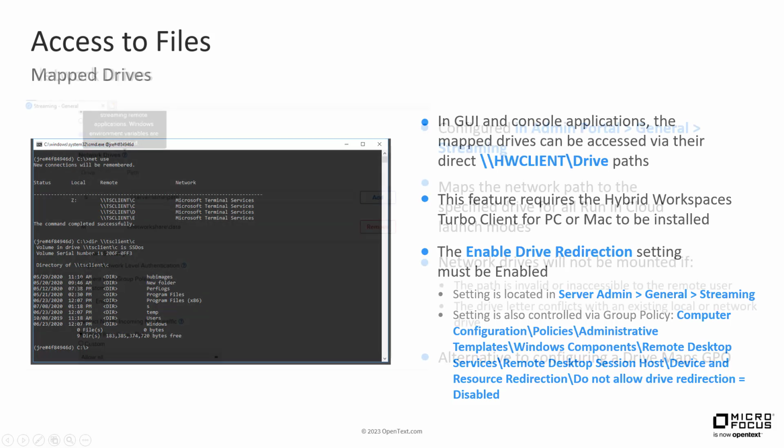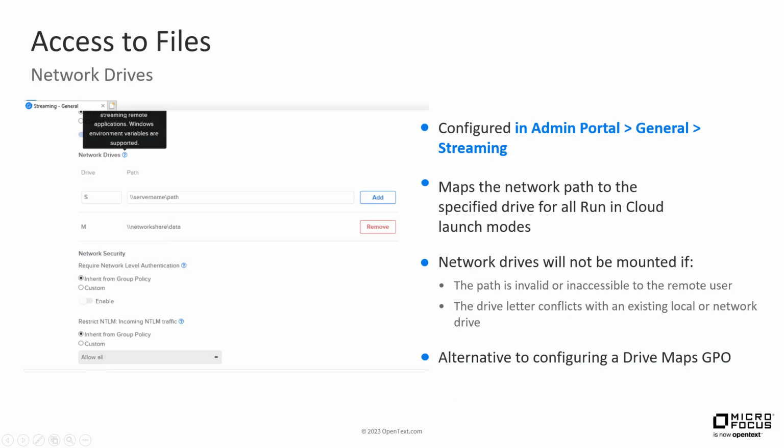You can also have network drives. This is configured in the admin portal under the General page in the streaming section. And what it does is it basically maps the network path for any of the run in cloud launch modes. This gives you direct access to the file share, so it doesn't use the T drive, but it only applies to the run in cloud launch mode. The network drive will not be mounted if the path is invalid or inaccessible to the remote user, or the drive letter conflicts with an existing local or network drive. And this is used as an alternative to configuring drive maps in the GPO for the application servers.